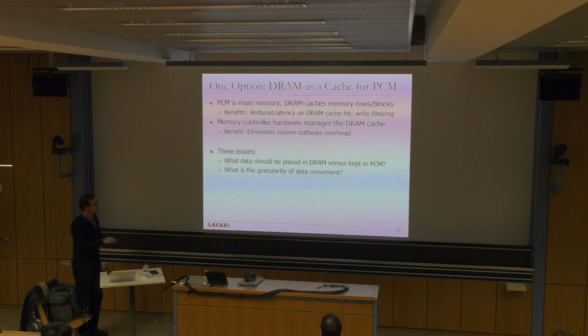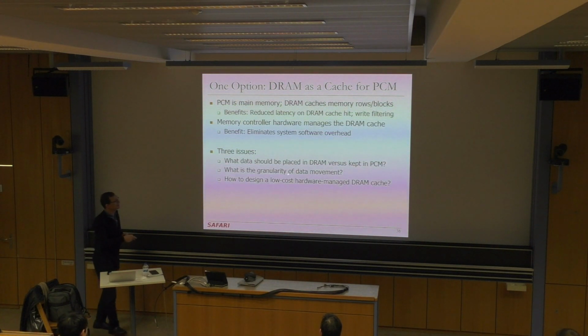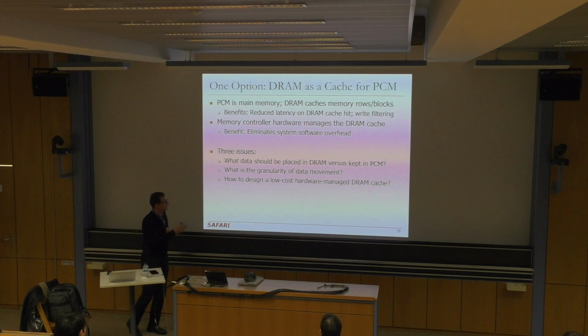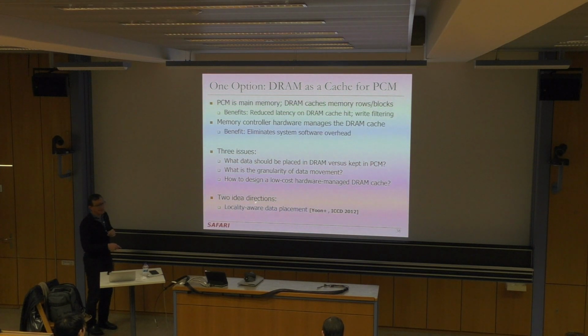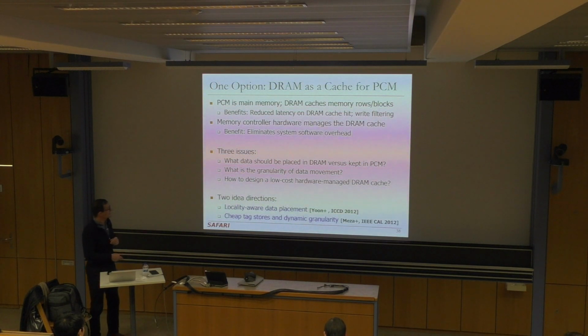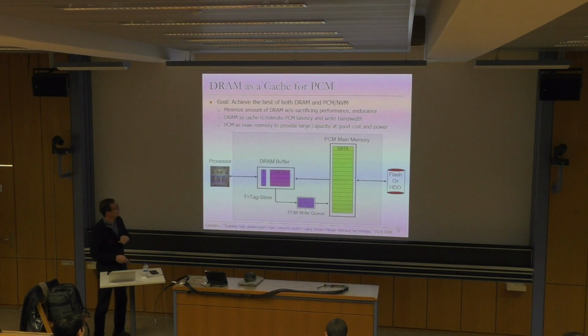The other is what is the granularity of data movement. And the last one is how do you design a low-cost hardware managed DRAM cache. So we're going to see several examples of this. I'm going to give you examples of 2 idea directions. One is locality-aware data placement, and the other is how do you do cheap tag stores and dynamic granularity.